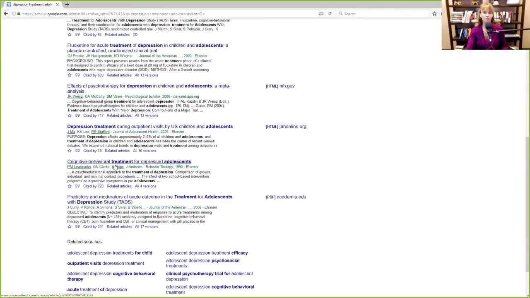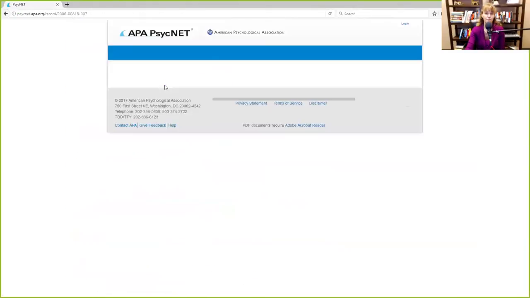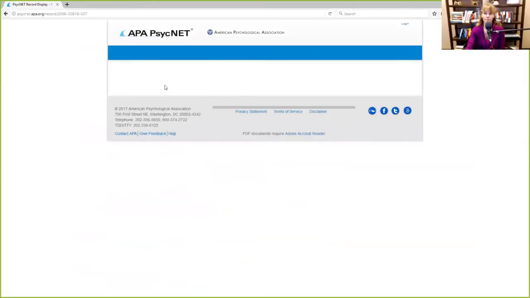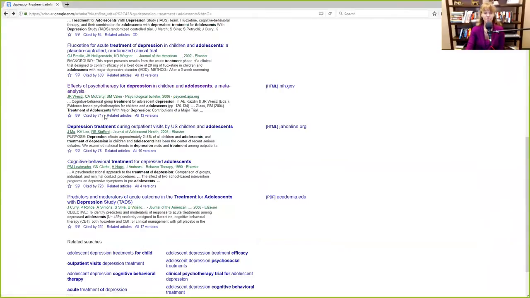Cognitive behavioral treatment for depressed adolescents, the effective psychotherapy for depression in children, a meta-analysis. The meta-analysis might be cool because it can probably give you some ideas about what different types of psychotherapeutic interventions have been used, and that was actually done by the NIH, so it's probably freely available. Nope, that's going to come up under PsycNet. Most of these you can access if you can get to a university. They will have subscriptions to these different databases. So if you can get into a university library, you can access some of these.